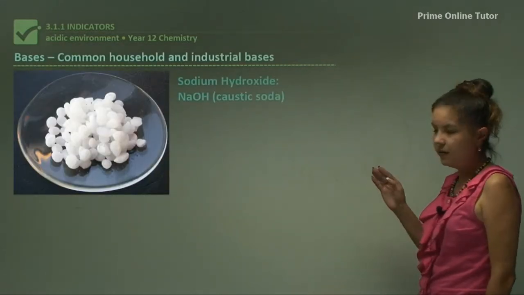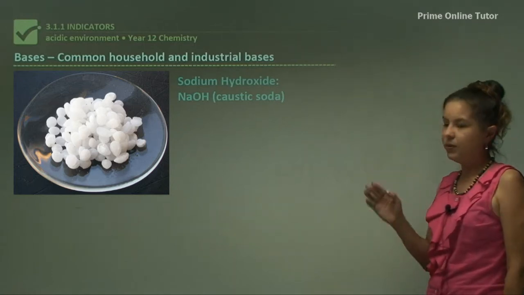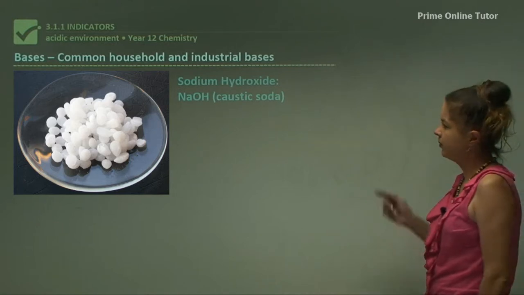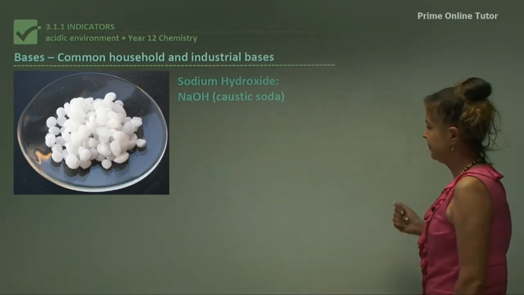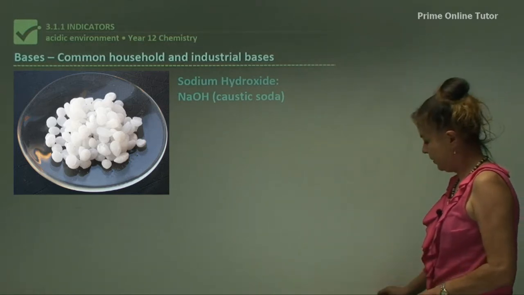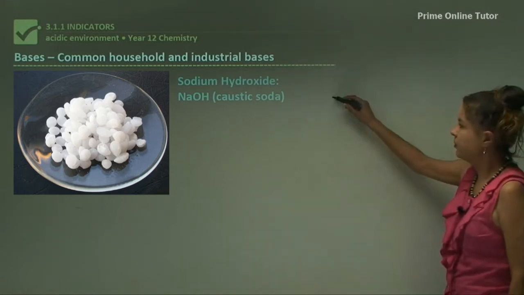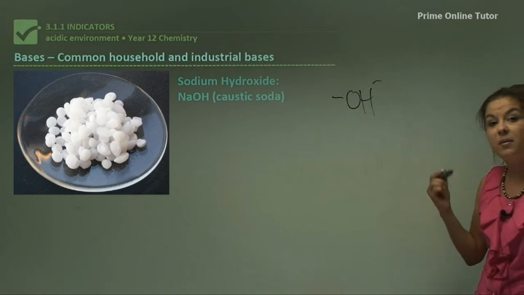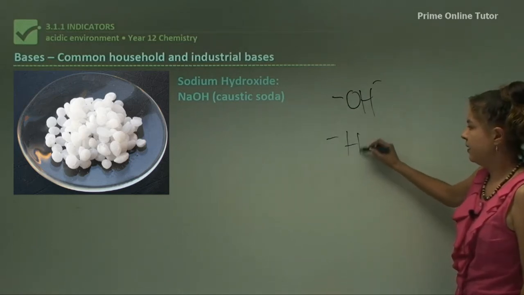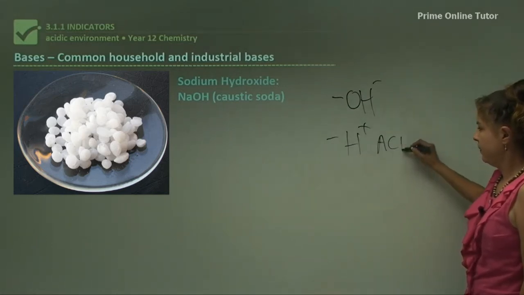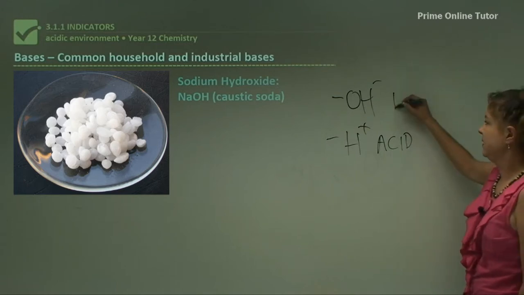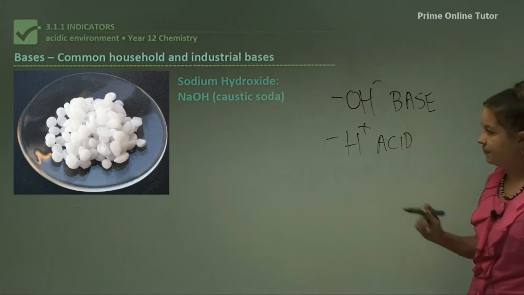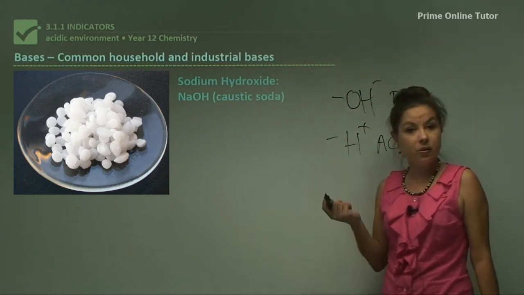Sodium hydroxide would be the first base I would think of if someone asked me, name one base that you know of. I would say sodium hydroxide. Whenever you see a hydroxyl group, OH minus, always think base. Whenever you see H+, think acid. That's the easiest way to remember. Base, acid. So sodium hydroxide is also called caustic soda.